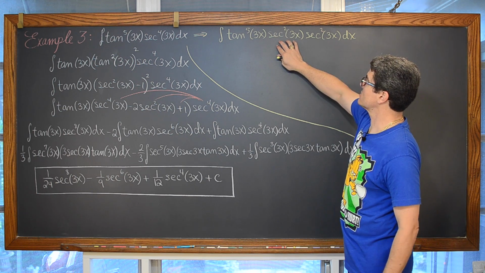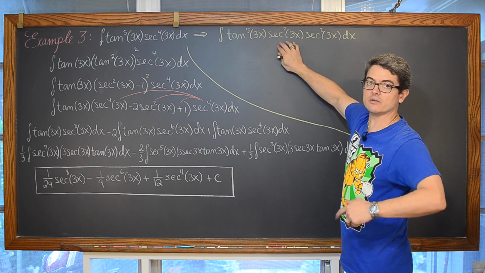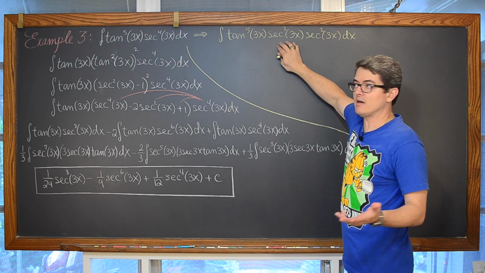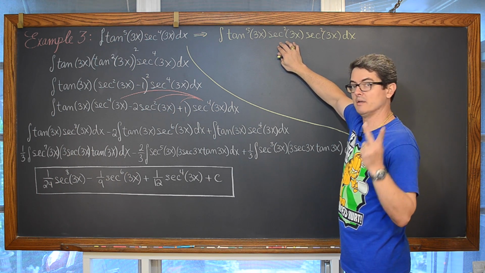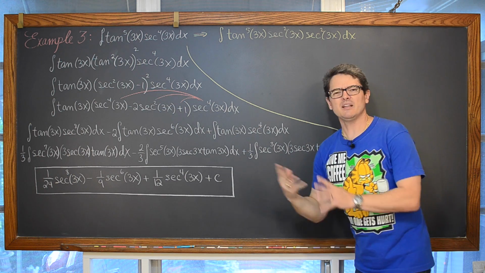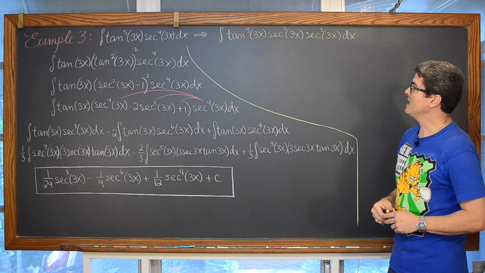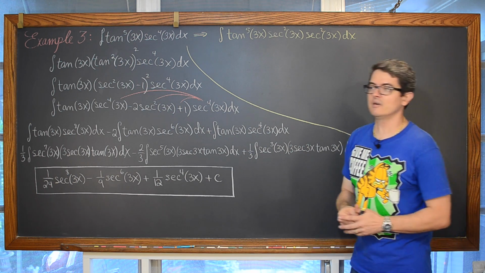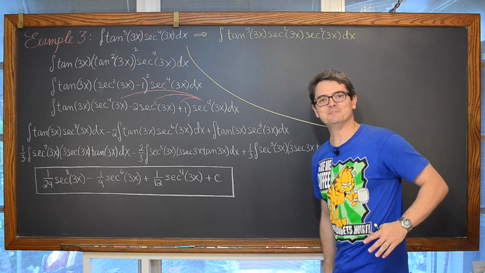We're going to take this secant squared, write it as 1 plus tangent squared, and basically now finish this similar to examples 1 and 2, and you'll see that at least in this example, going into powers of tangent allows us to solve this problem more quickly. Bam!